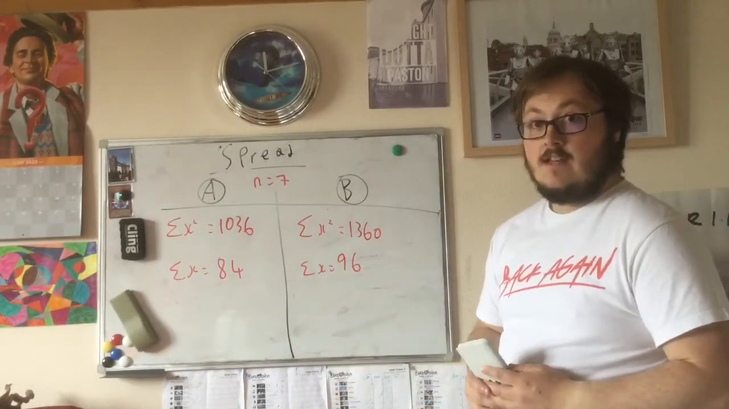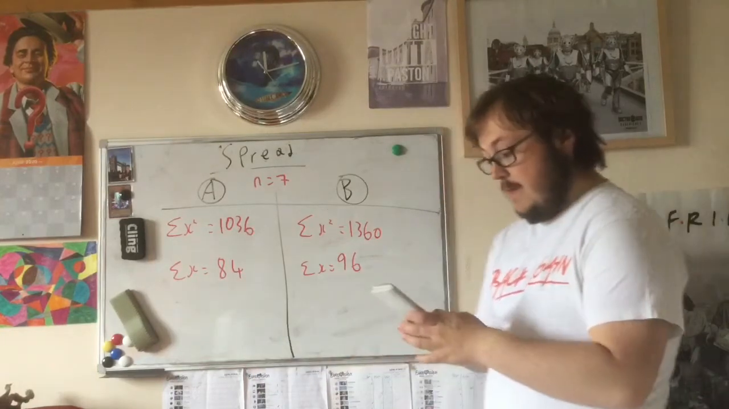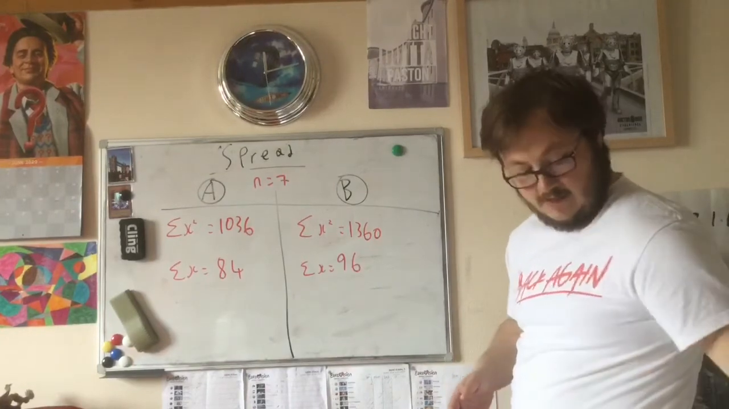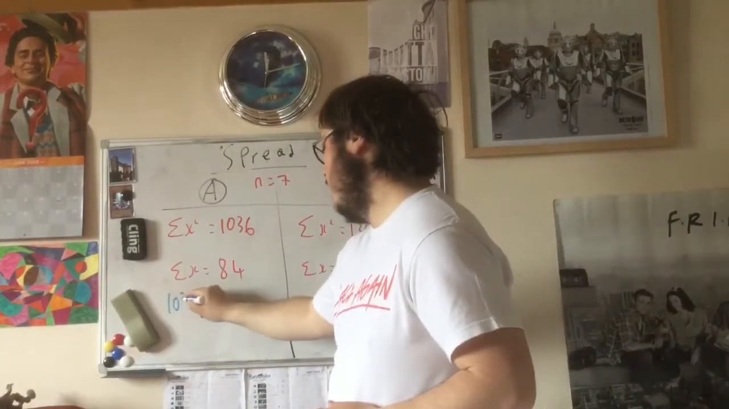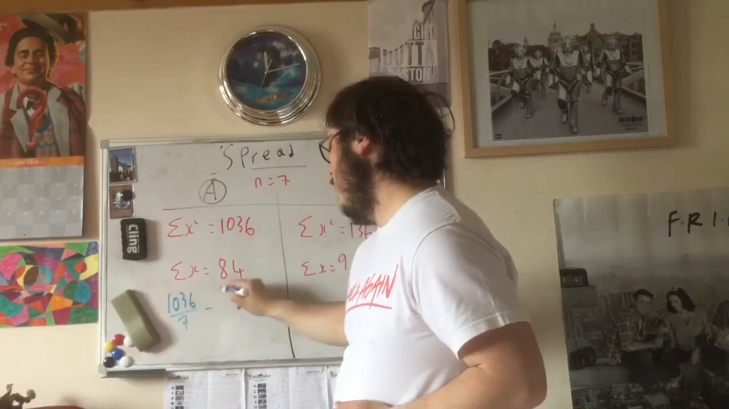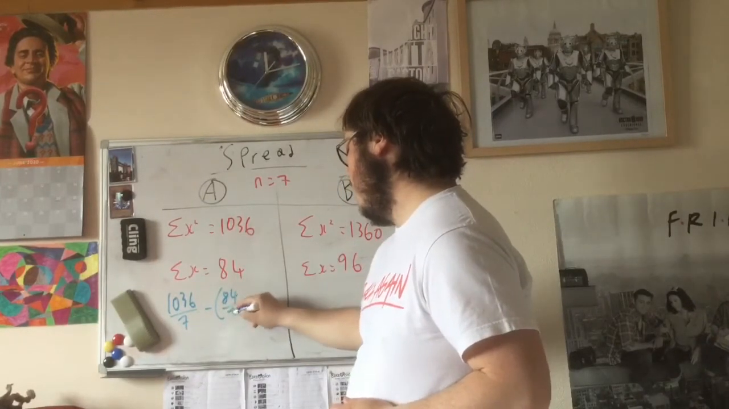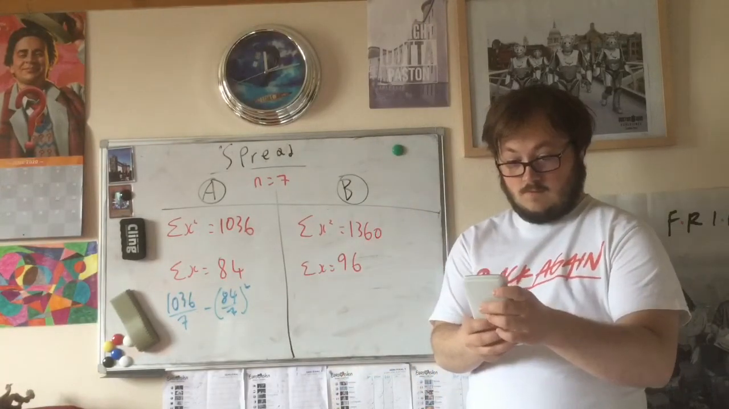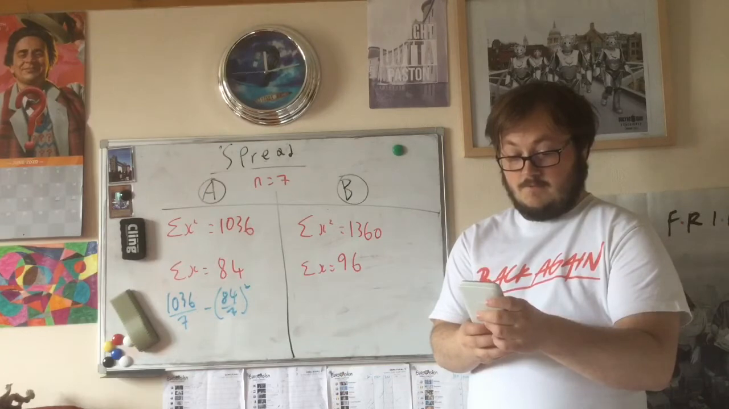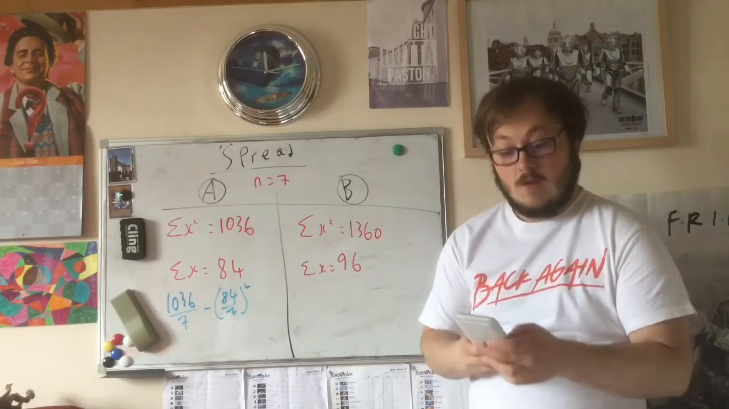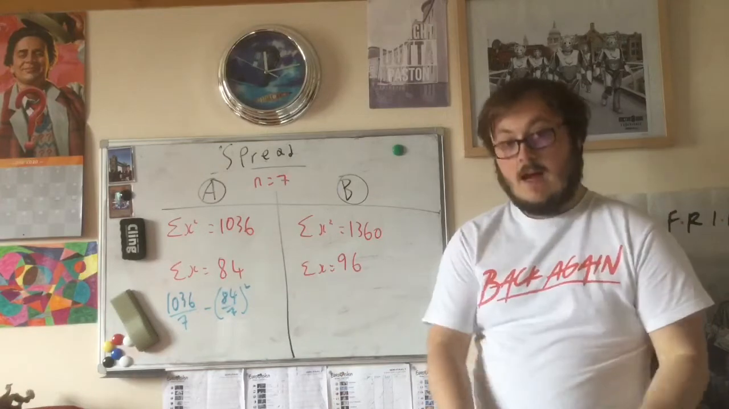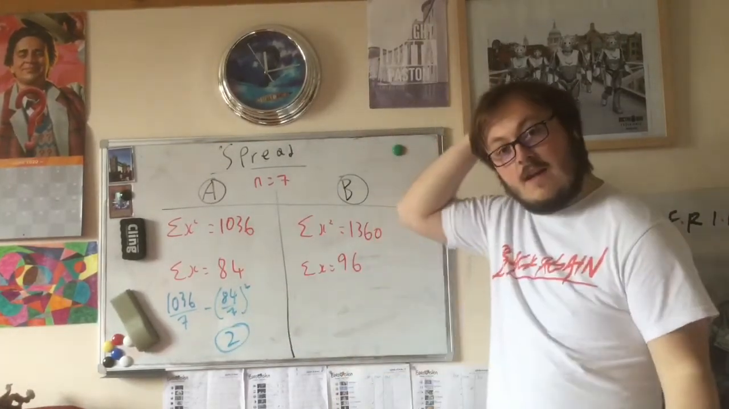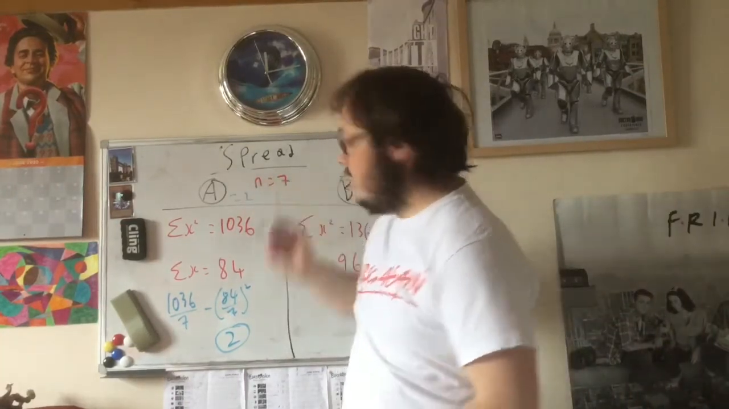So, firstly, let's find the standard deviation of A. We do the mean of the squares, which is 1,036 divided by 7, which I'll write down here. 1,036 over 7 minus 84 over 7 squared. So that gets you 4. And then all you have to do is root that answer and you will get 2. So the standard deviation of school A is 2.